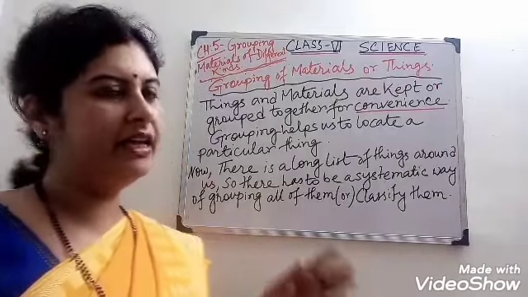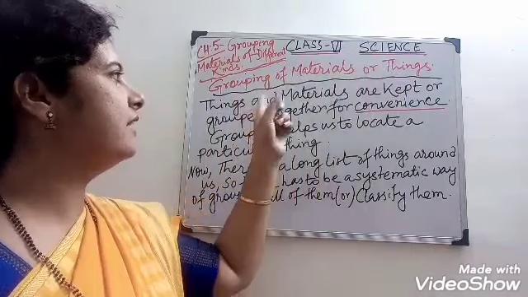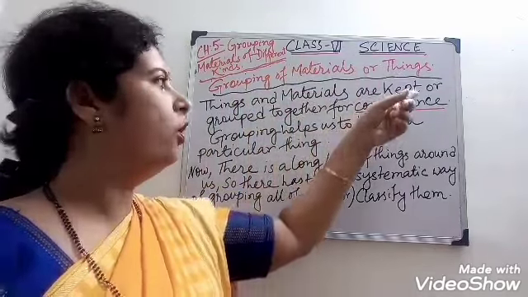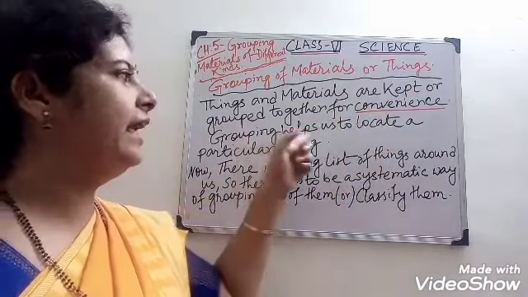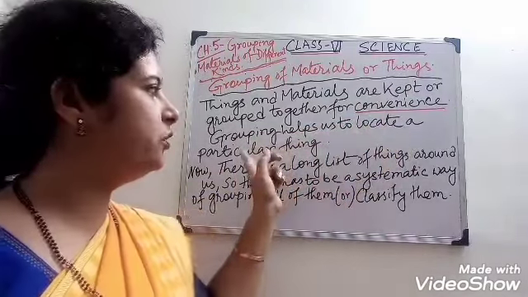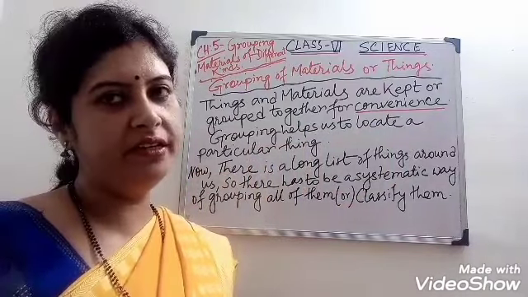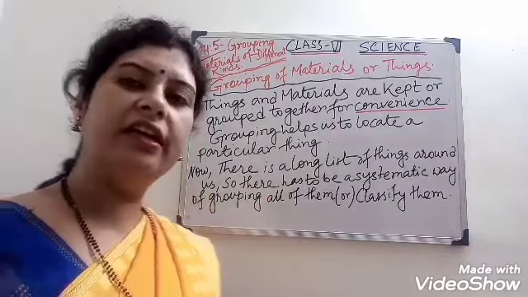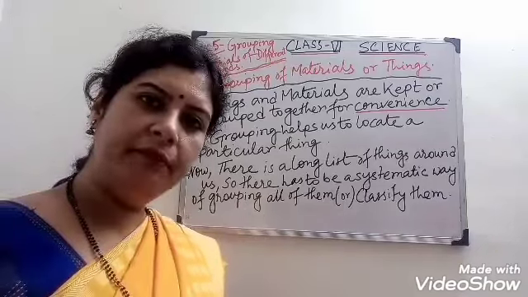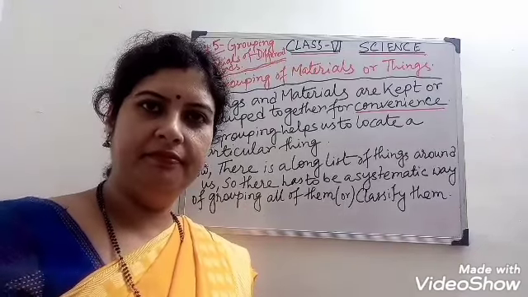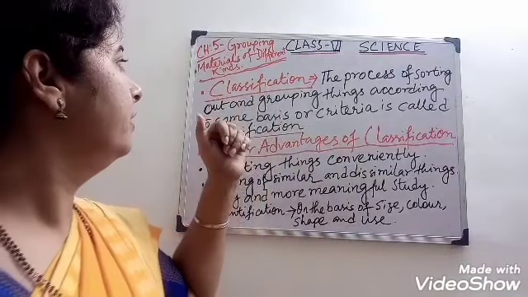Now children, our next topic is grouping of materials or things. Things and materials are kept or grouped together for convenience. Grouping helps us to locate a particular thing. Now there is a long list of materials around us, so there has to be a systematic way of grouping or classifying all of them. Clear? Now the next topic, classification.